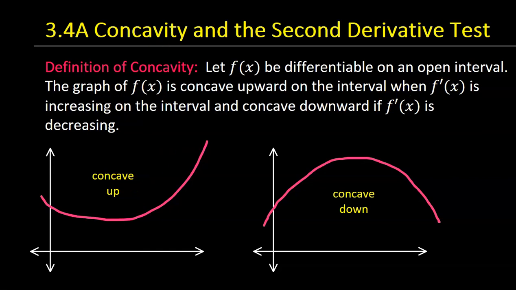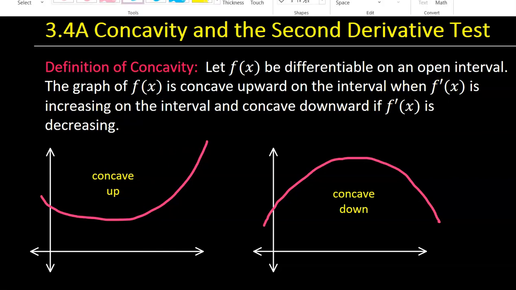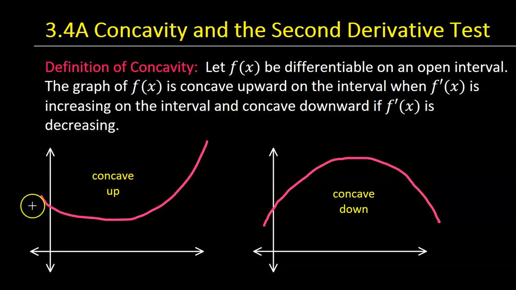But back to the actual definition, let's see why for the concave up graph, the slope is increasing. So let me draw some little segments that represent the slope. Over here on the left, we're starting out with a negative slope. Then if we go over a little bit more, this slope is still negative, but it's less negative. So that means it's increasing.